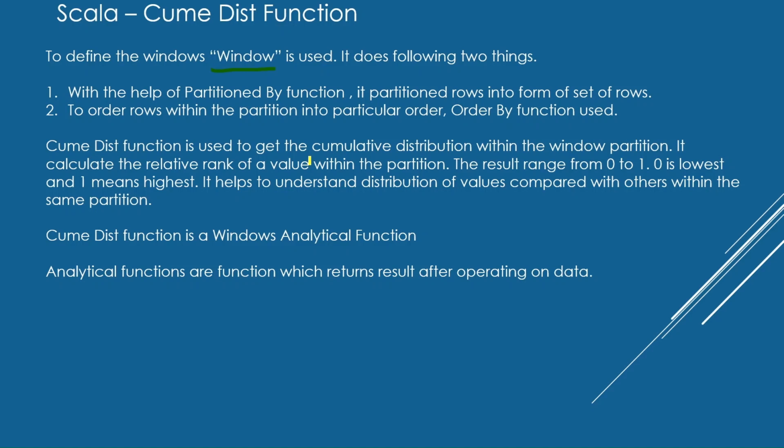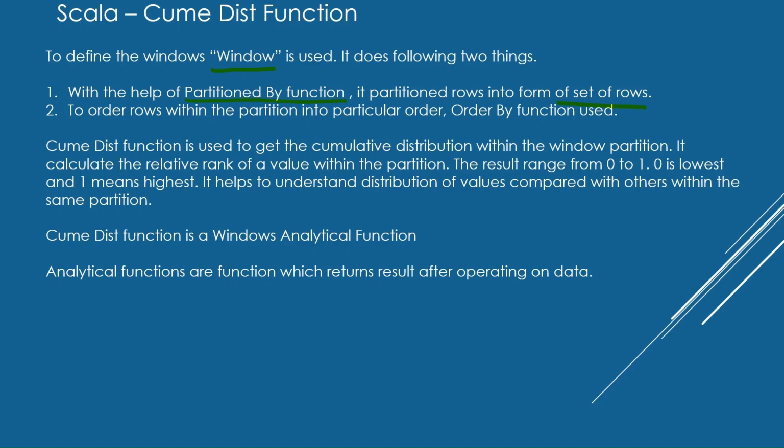It does two things whenever we define a window partition. First, it partitions the data with the help of a partition by function, which creates sets of rows. What does it mean? It means suppose we have a data frame and we are going to partition the data based on a column. So it will create one partition for each unique value present in that column.